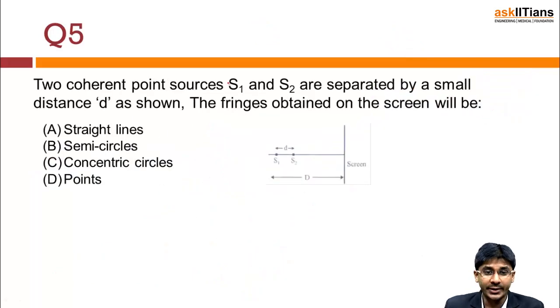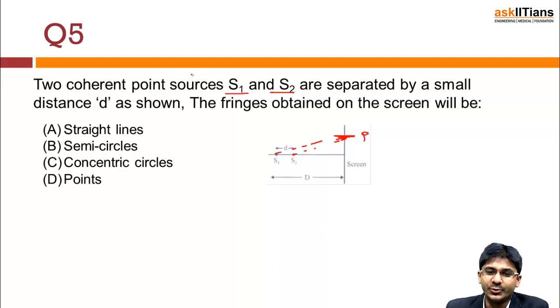Now there are two coherent point sources S1 and S2. They are separated by a small distance d as shown. The fringes obtained on the screen will be. The question being asked here is, what is the pattern of the fringes? Now you have been given the options: straight lines, semicircles, concentric circles, points. What kind of fringes can we obtain? So let's try to find out. Suppose, consider at a point P, there is a maxima or minima or whatever at this point.